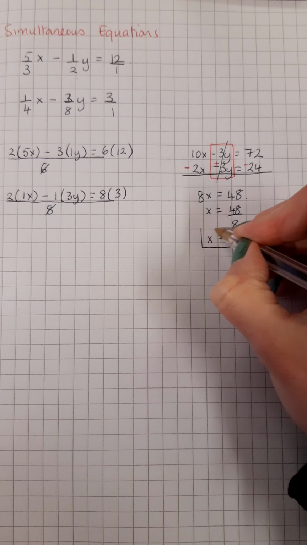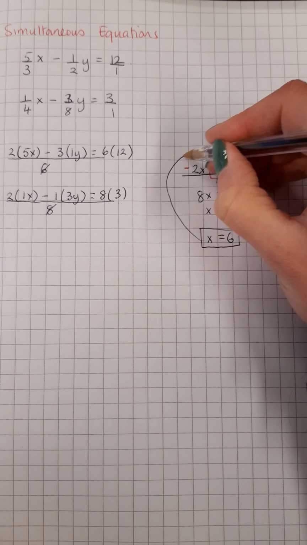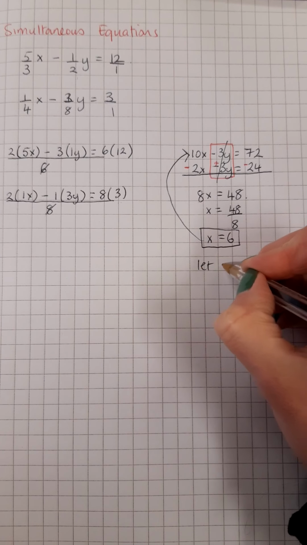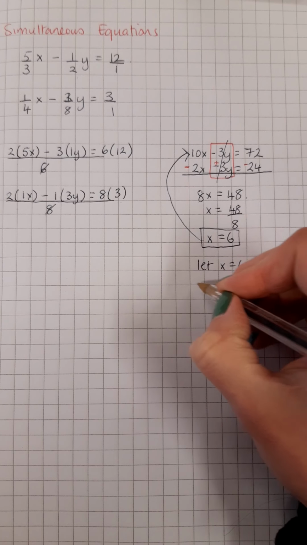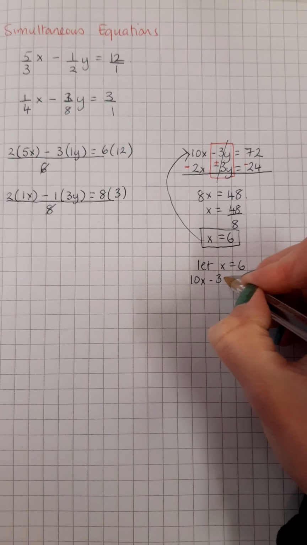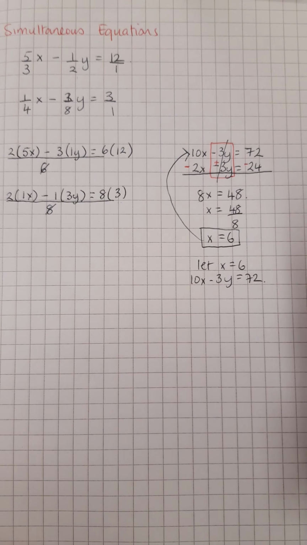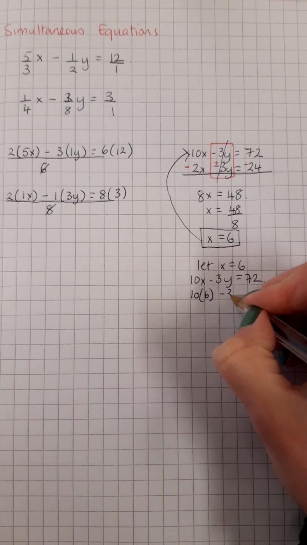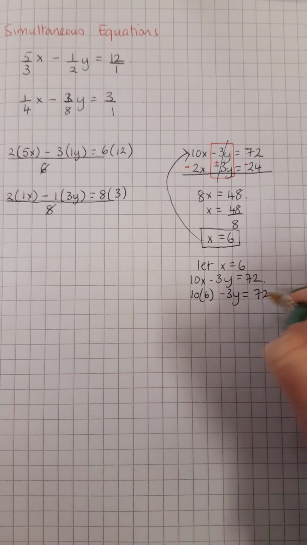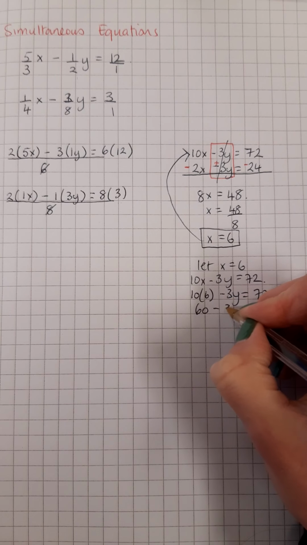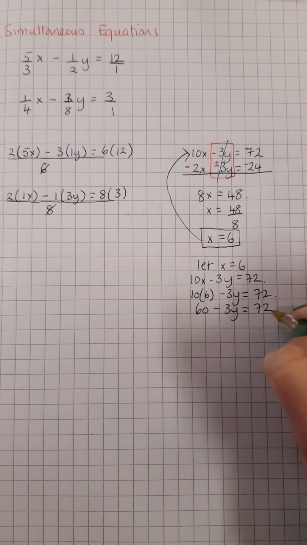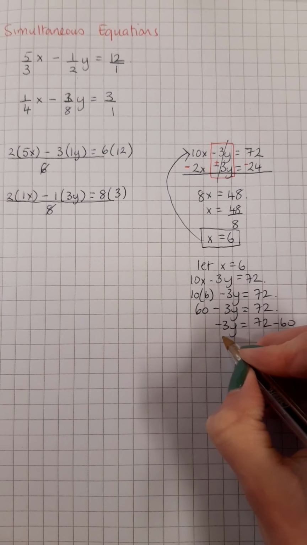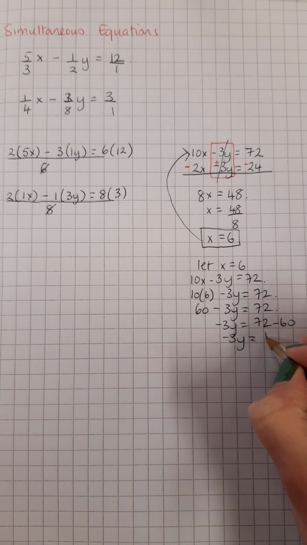Now that I've got a value for x, I can sub back into the top line and solve for y. So you're going to say let x equals 6 into 10x minus 3y equals 72. If x is 6, I'll have 10 times 6 minus 3y is equal to 72. So 60 minus 3y is equal to 72. Minus 3y is equal to 72 minus 60. Minus 3y is equal to 12.